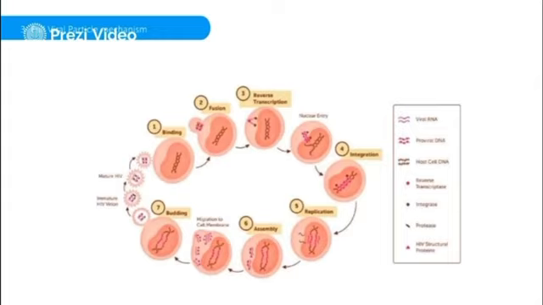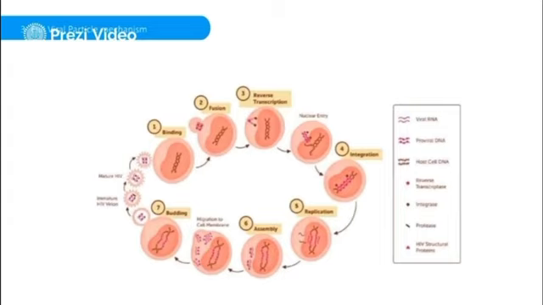Step number 1: binding. The first step of an HIV infection happens when virus particles enter the body. Once inside, they come into contact with T cells. Proteins on the virus attach to proteins on the cell.